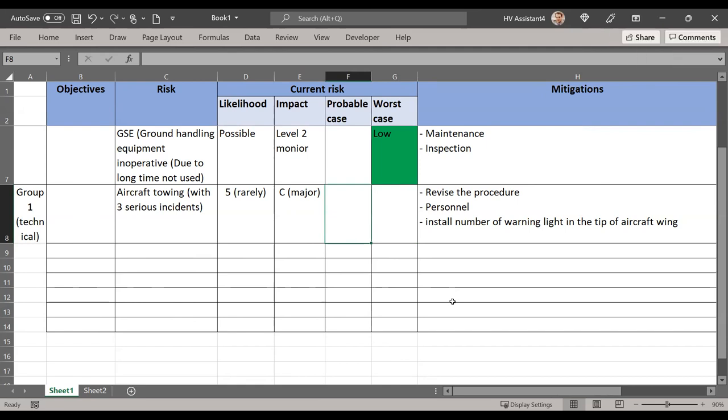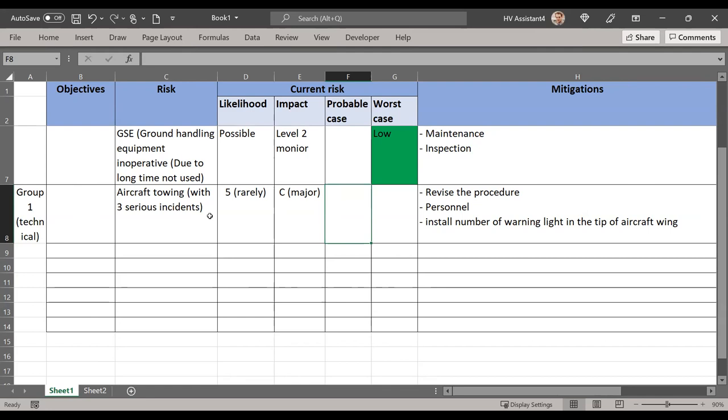I'm a member of group one, and I want to clarify how we determined the current risk as 5C, likelihood and severity, because we worked based on the slides document. The problem is that in towing, we have had incidents in the last two to three years. In the latest, Bamboo Airways and VietJet Air had aircraft collisions during towing.